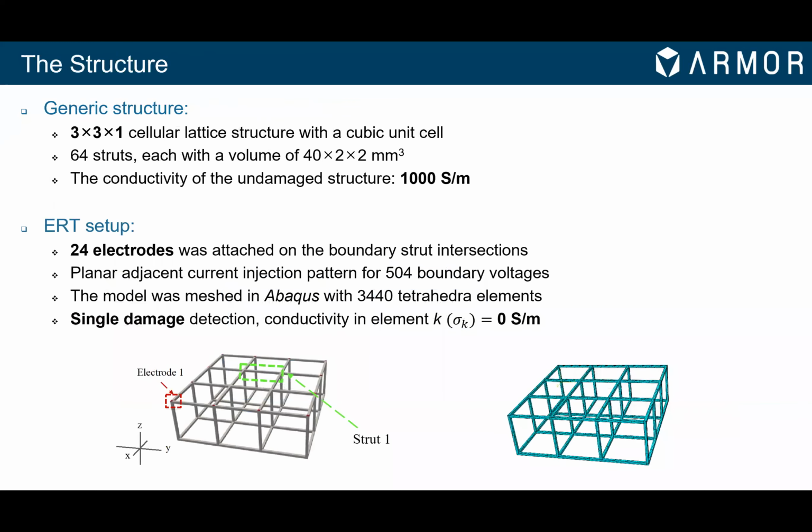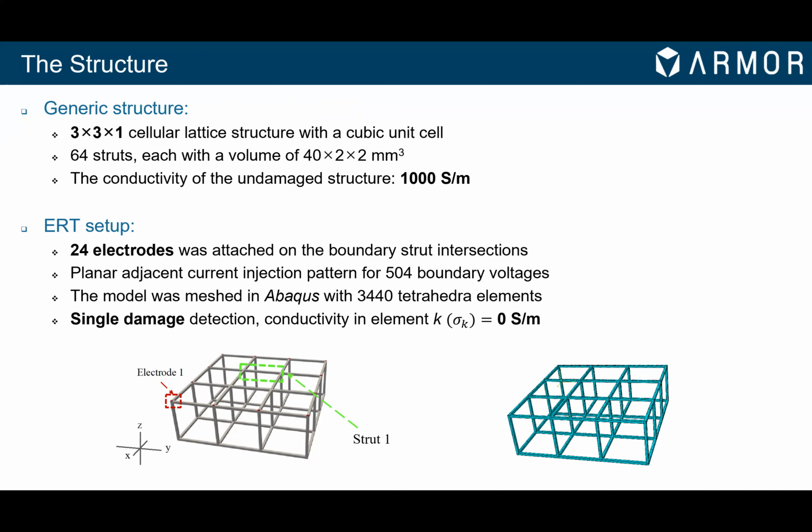So to begin the study, we started with a generic structure that is representative of one of the simplest cellular lattice structures that we can imagine, which in this case is a 3x3x1 cubic unit cell. It has a total of 64 struts, or these linear elements, as you see here. In this particular work, we looked at both numerical simulations as well as experimental testing. And I'll begin this discussion with the numerical simulations first.